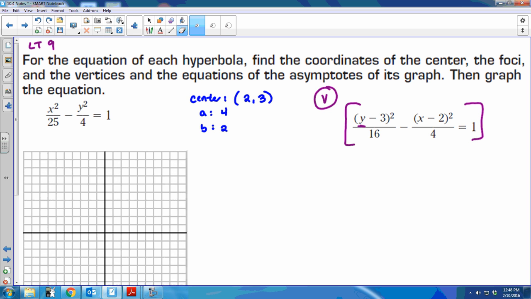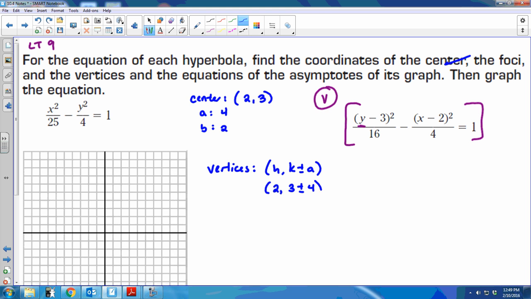All right, so we have the center. We know what A and B are. We're going to find the vertices. There's only 2 of them. Since it's vertical, we have H, K plus or minus A. That's 3 plus or minus 4.